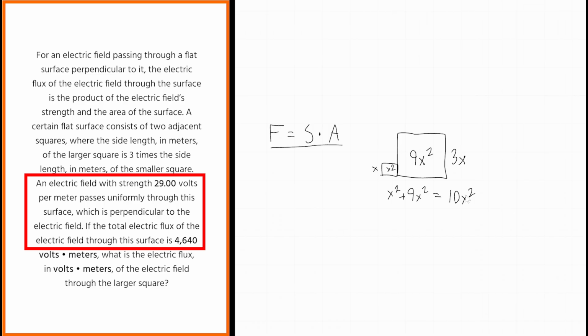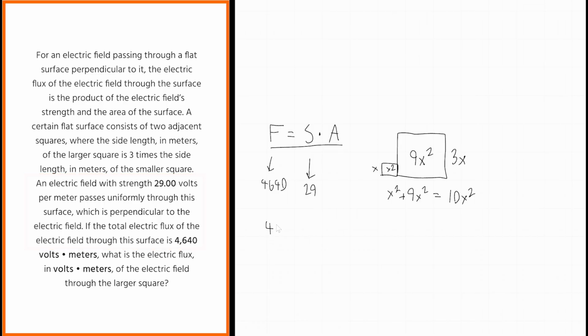And then the next sentence after that gives us a description of a specific electric field that's passing through it, which it says has a strength of 29 volts and has an electric flux of 4,640. So now we can use our equation to solve for x, because we know that 4,640 equals 29 times the area of our surface, which we have figured out to be 10x squared. And we can now solve for x.